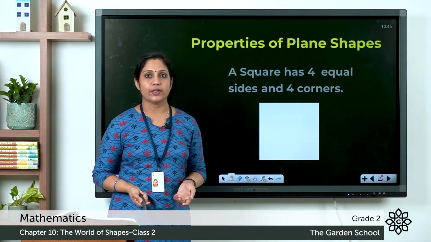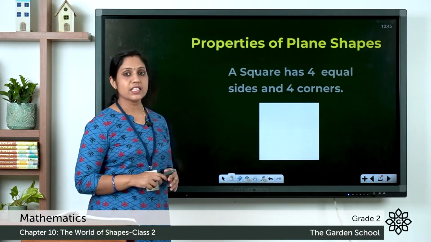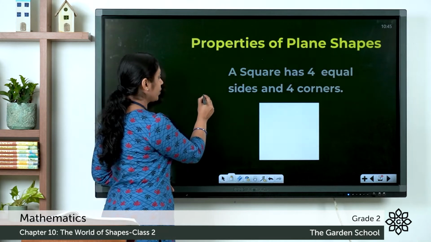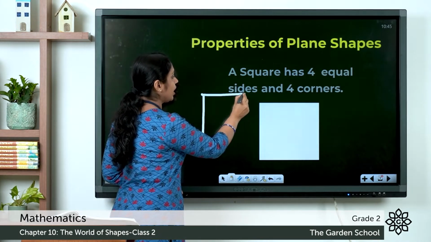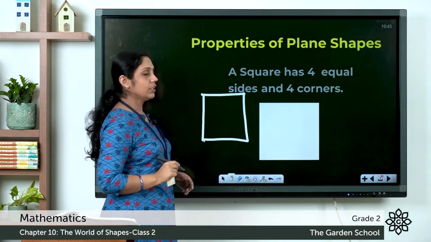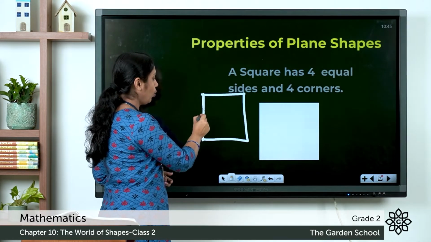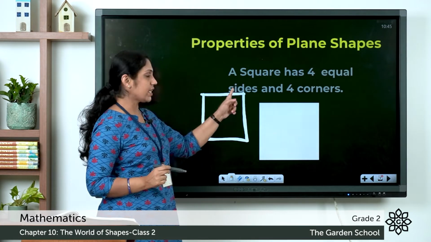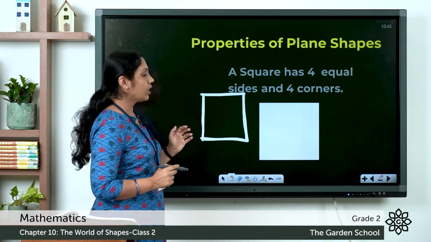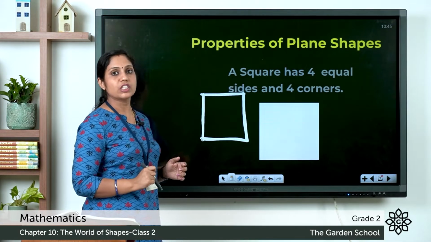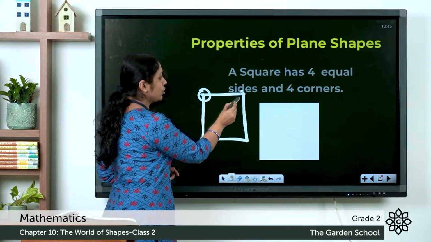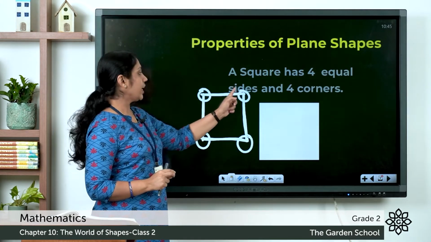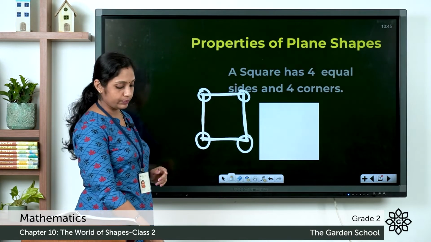Now let's look at the square. A square has 4 equal sides and 4 corners. Now let's draw a square. When we draw a square, we should have equal sides. So how many sides are there? 1, 2, 3, 4. And all the sides are equal for a square. And what about the corners? We have 4 corners for square. So 1, 2, 3, 4. So we can say that a square has 4 equal sides and 4 corners.